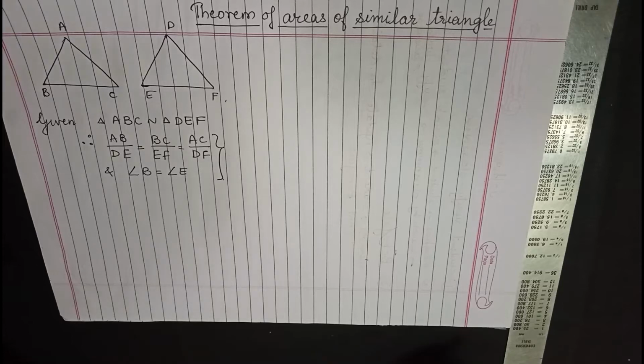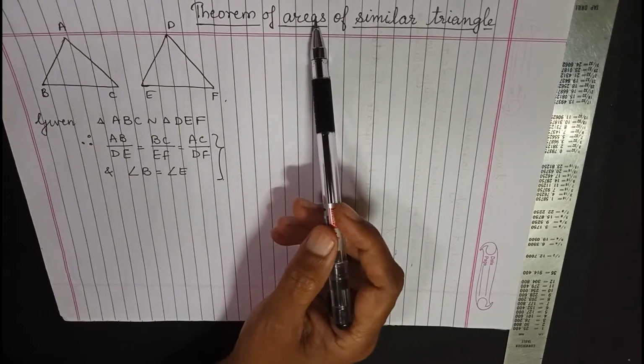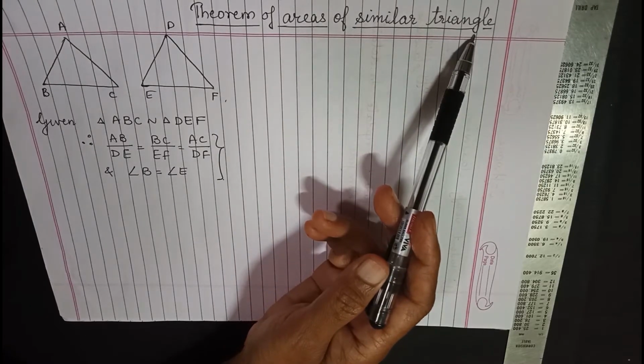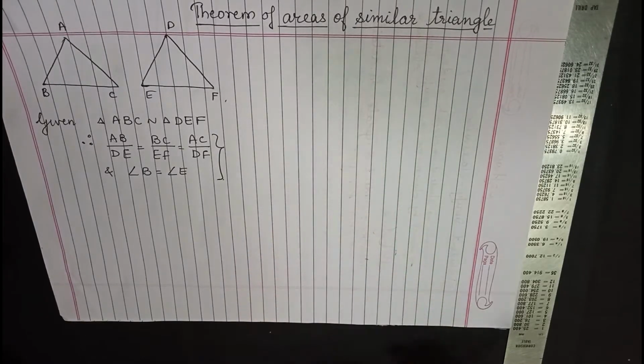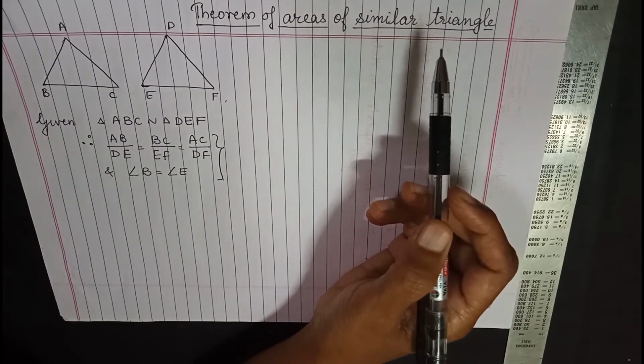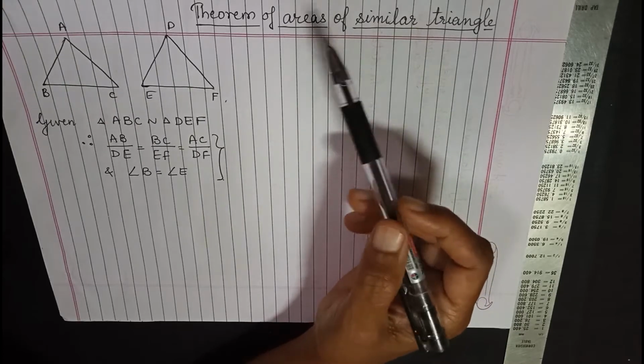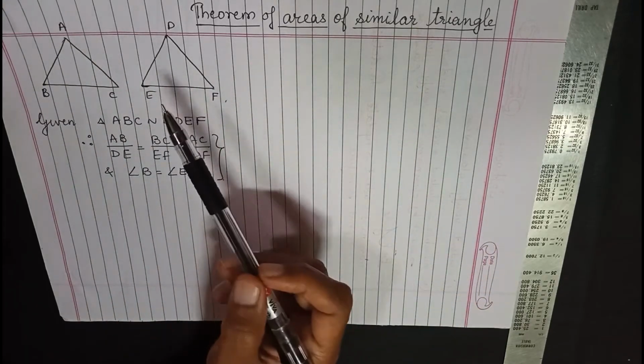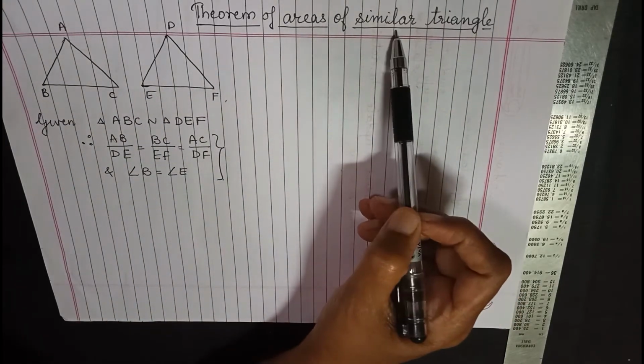Morning. In the last topic of the lesson similarity, let's today do the theorem of areas of similar triangles. In the very beginning of the lesson, we have done the ratios of areas of triangles. Here also, we will be doing ratios of two triangles, but which are similar.